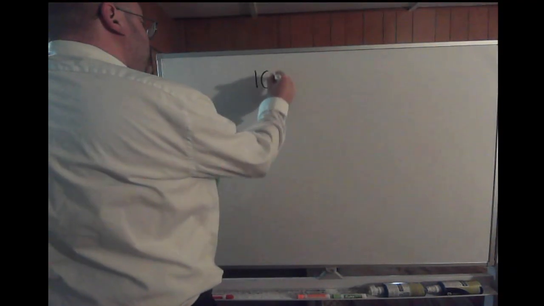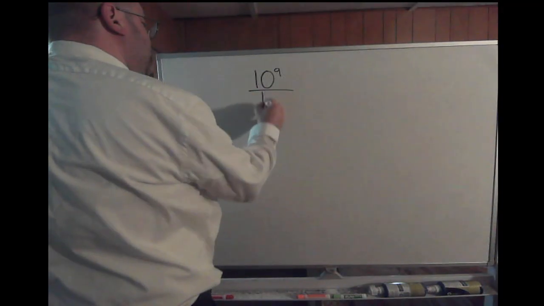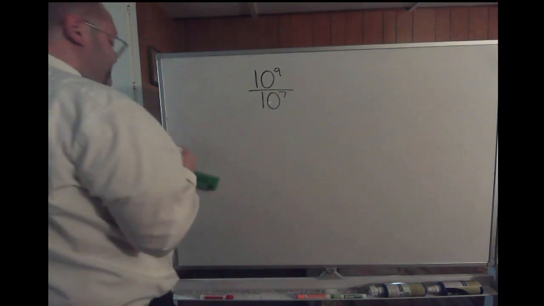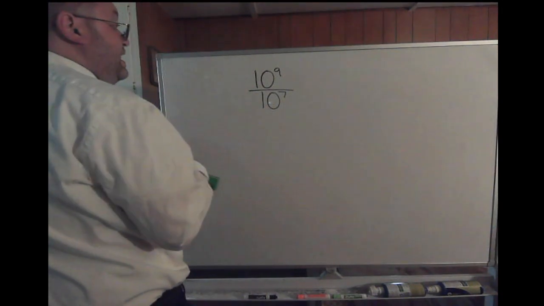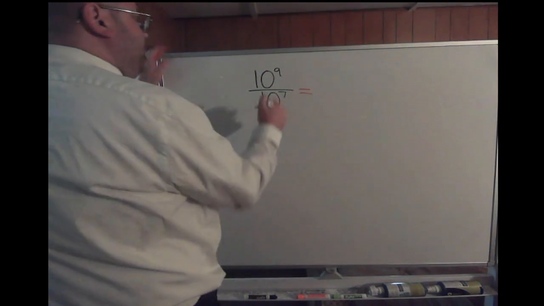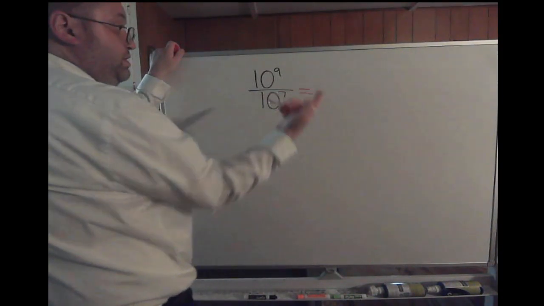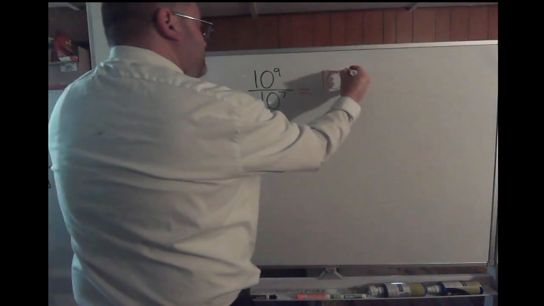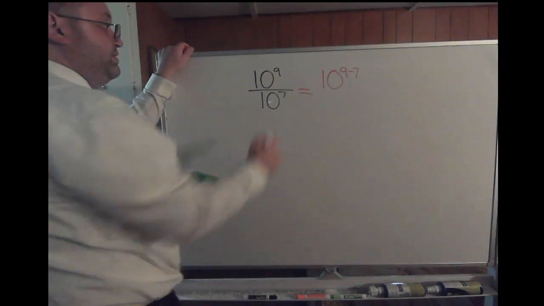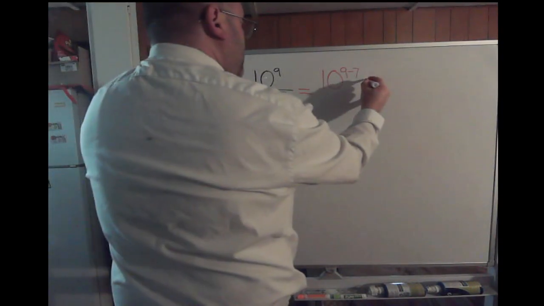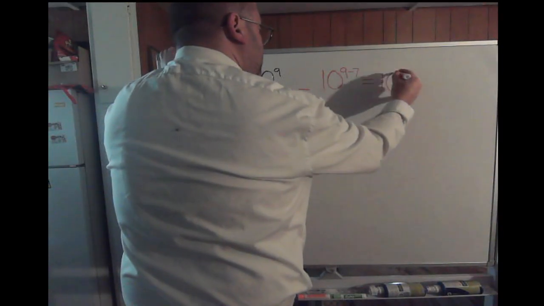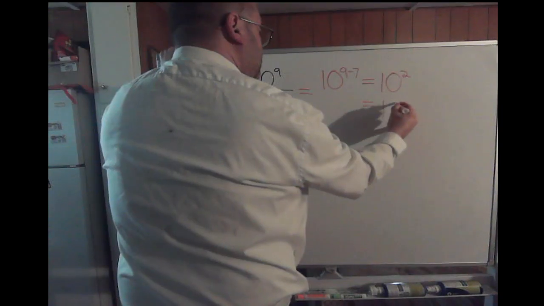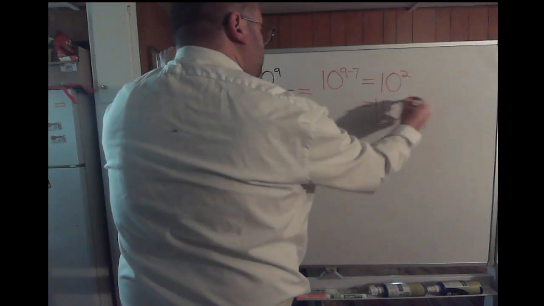Alright. Let's say we have 10 to the 9th over 10 to the 7th. In this case, the power in the numerator is bigger than the power in the denominator, because 9 is bigger than 7. So you'll keep your base 10 and take it to the power of 9 minus 7, the power in the numerator minus the power in the denominator. 10 to the 9 minus 7 equals 10 to the 2nd, which is 100. So the answer is 100.